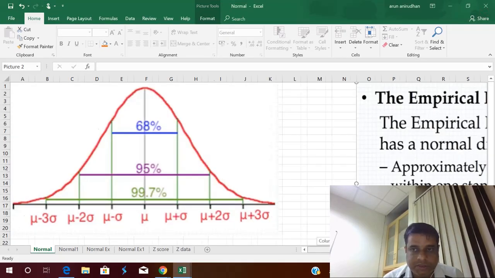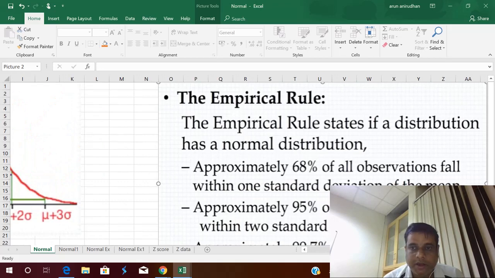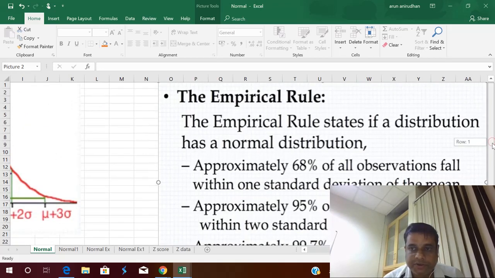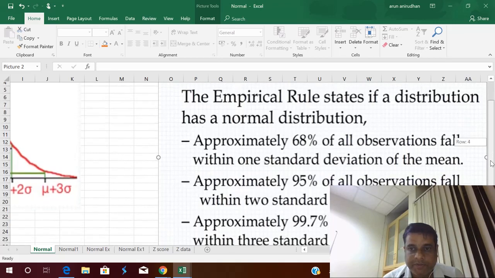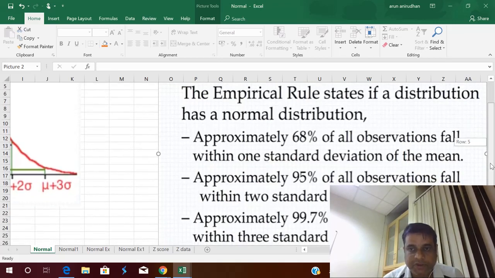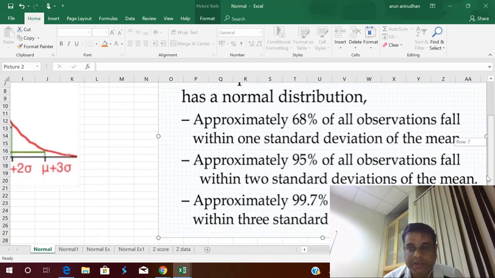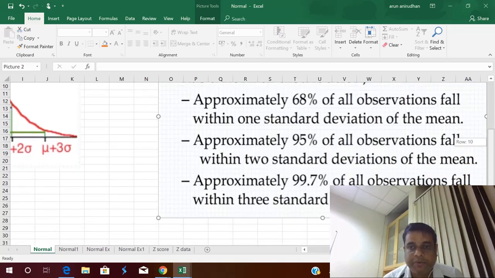So this is what is called the empirical rule. Approximately 68% of observations fall within one standard deviation of the mean. Approximately 95% of all observations fall between two standard deviations of the mean, and 99.7% between 3 standard deviations. Okay, clear?